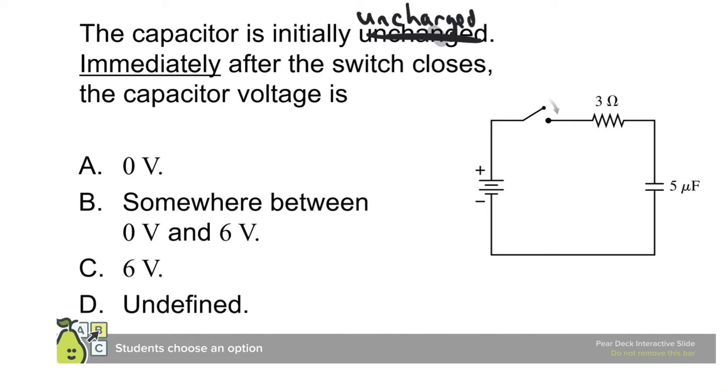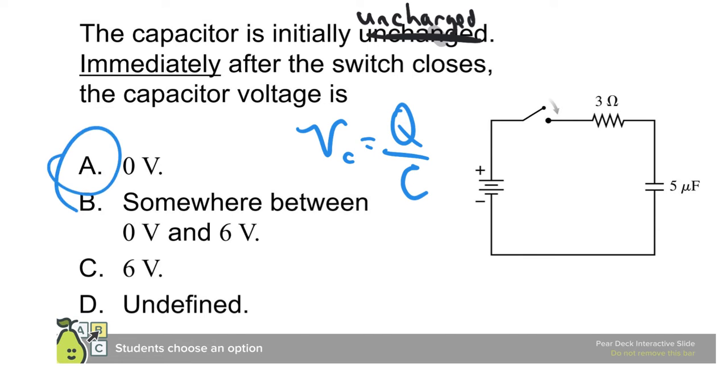Right, this capacitor is initially uncharged. Immediately after the switch closes, the capacitor voltage is which of these? And here it's almost a trick question. Since the capacitor is uncharged, the voltage on it is 0. Because, of course, we remember that the voltage on a capacitor is the charge on the capacitor divided by the capacitance. And right after you throw the switch, the capacitor remains uncharged. So we end up with this.